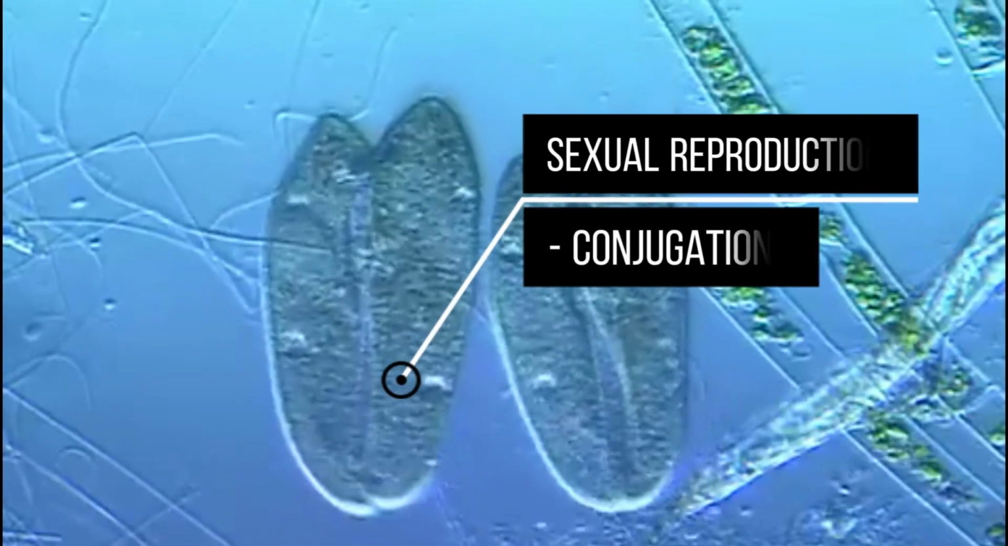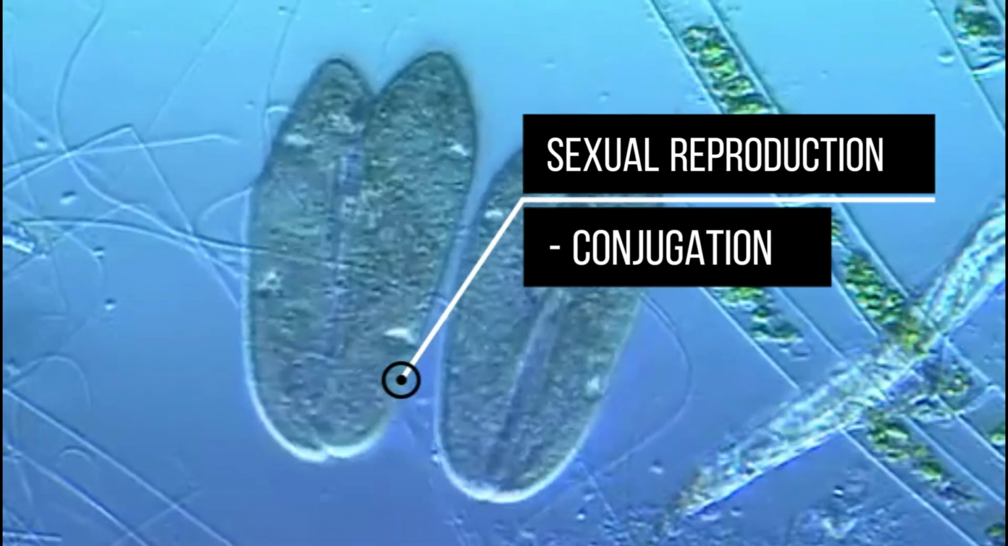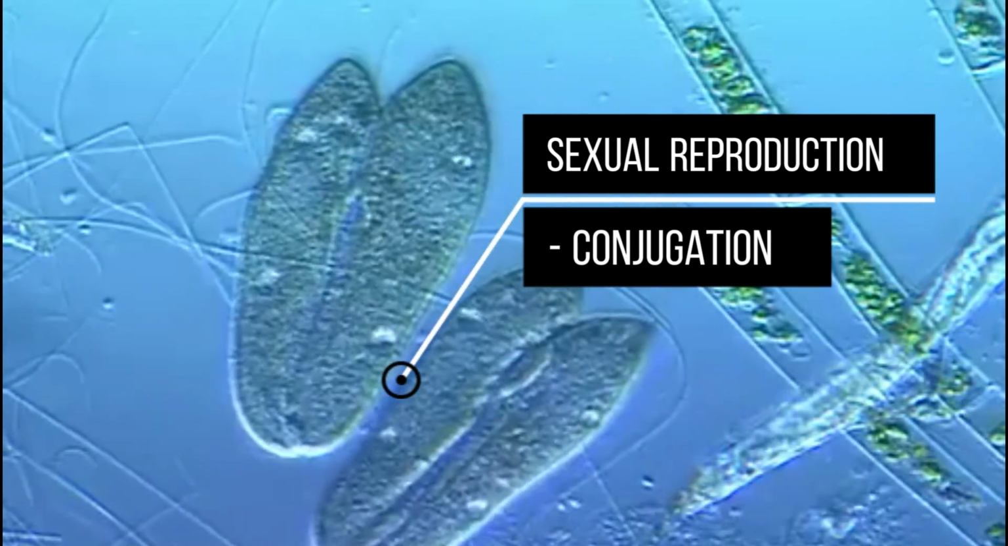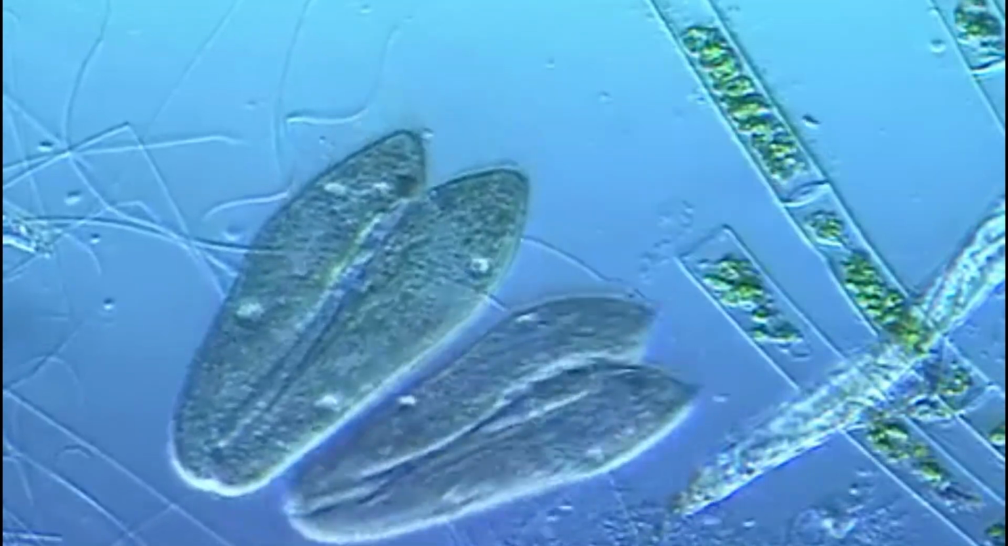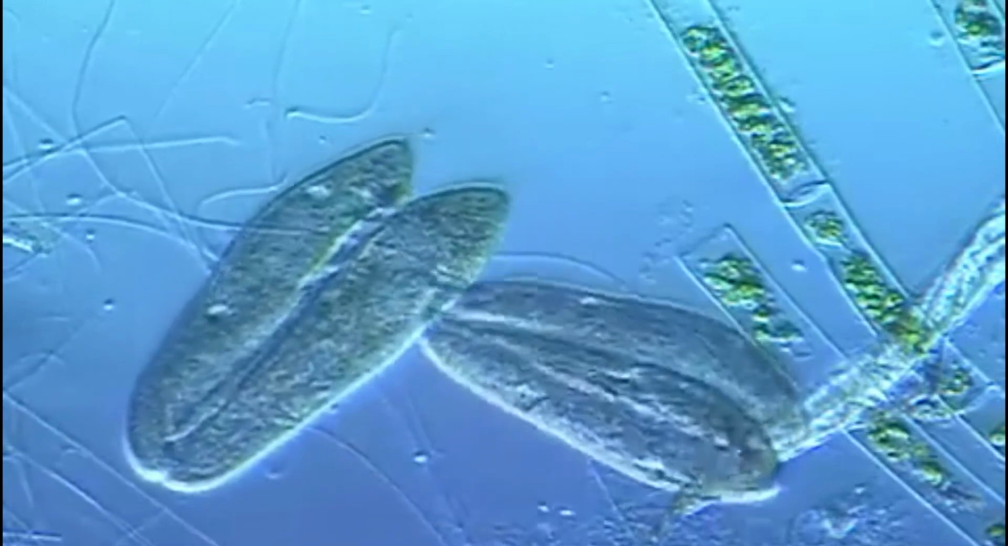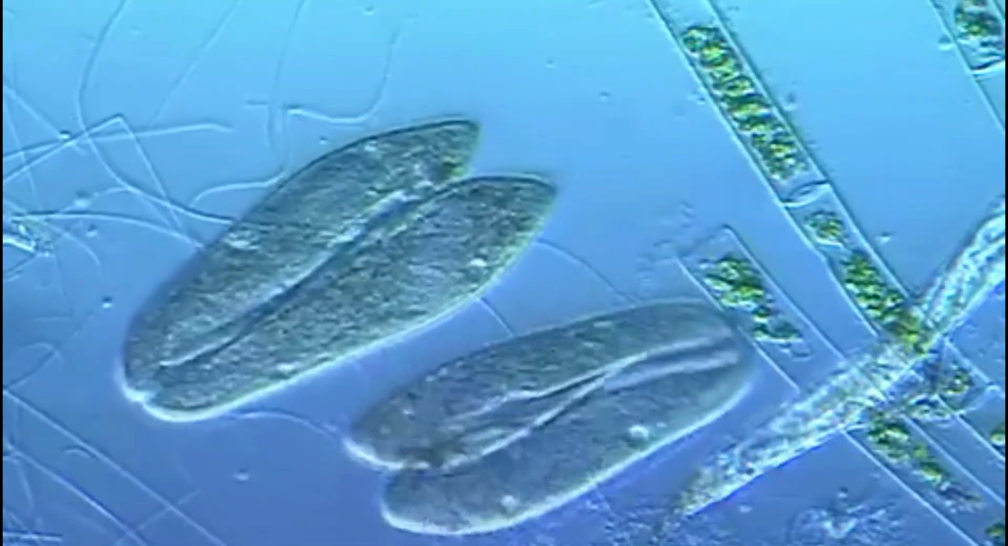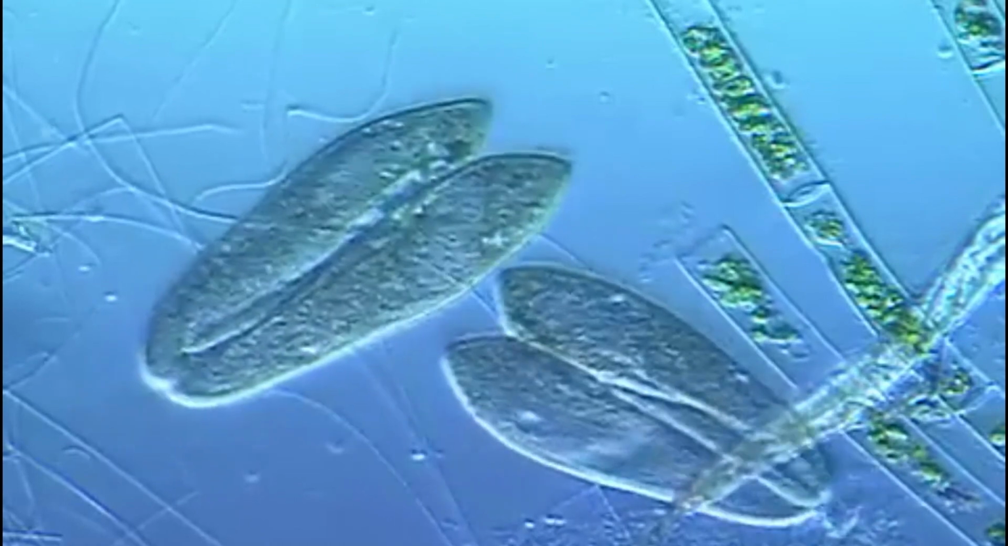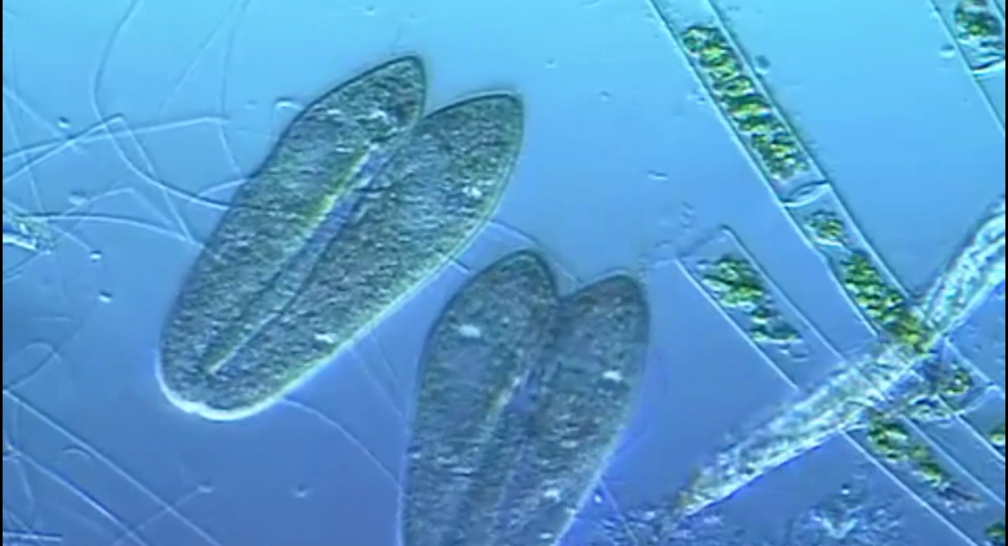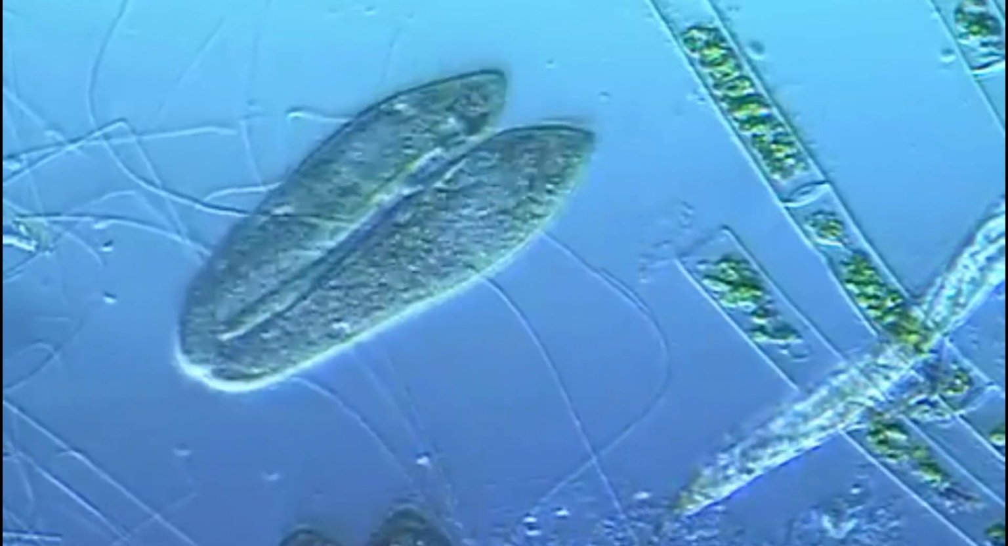Secondly, Paramecium also reproduces by sexual means, particularly when the cell is exposed to stressful conditions. For this process to take place, two Paramecium cells should come together.